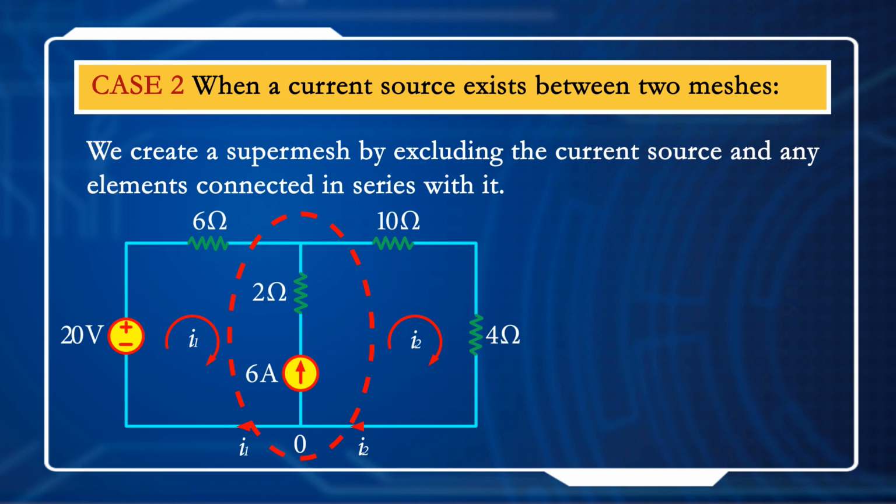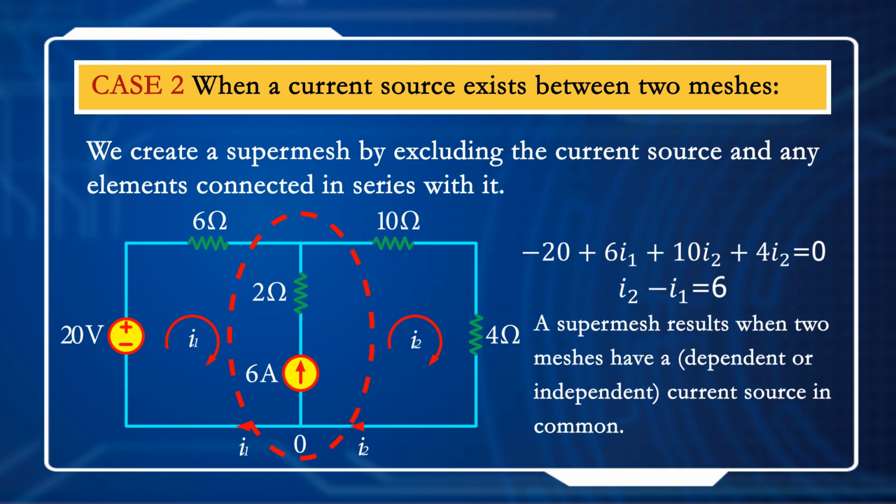And then we can use KVL to get the equation, which is minus 20 plus 6 times I1 plus 10 times I2 plus 4 times I2 equals 0. And we get one equation, but we have two variables, so we need another equation, and we can get the equation like this: I2 minus I1 equals 6 amperes. So we can solve the equations and get I1 and I2. So a super mesh results when two meshes have a dependent or independent current source in common.